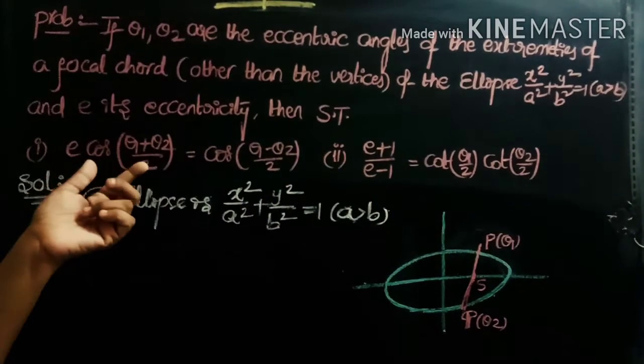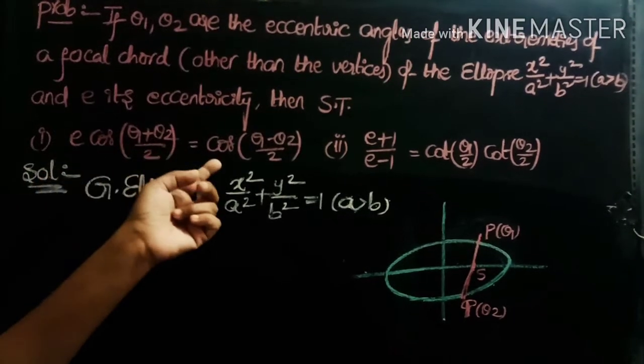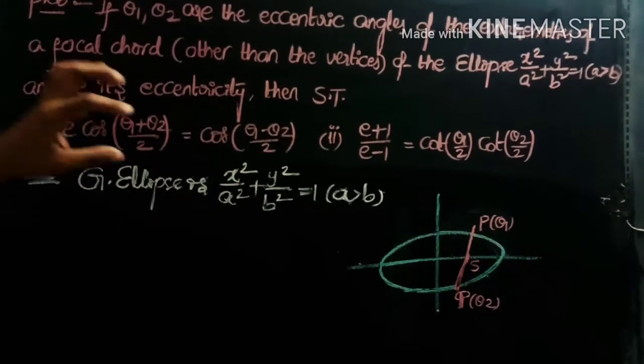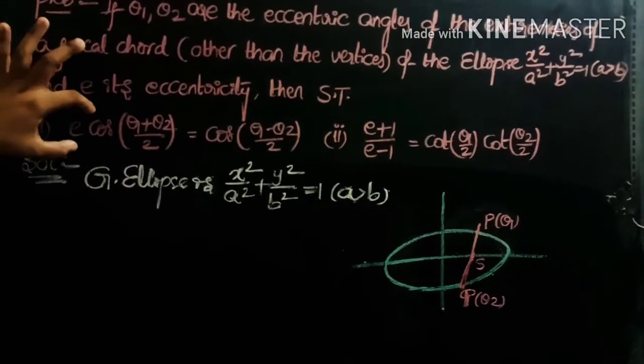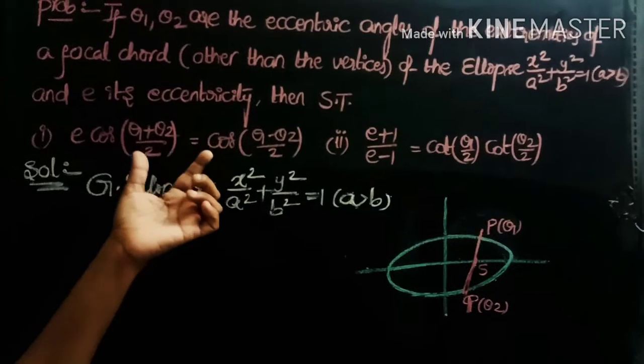Here, e cos of (theta 1 plus theta 2) by 2 is equal to this value, then the value of e is equal to cos of (theta 1 minus theta 2) by 2 divided by cos of (theta 1 plus theta 2) by 2. Now applying componendo and dividendo to the first result, we can get the second result. So first we want to find the first result.